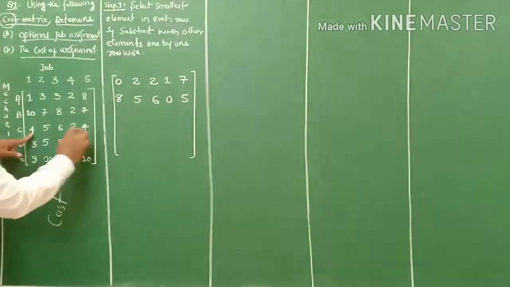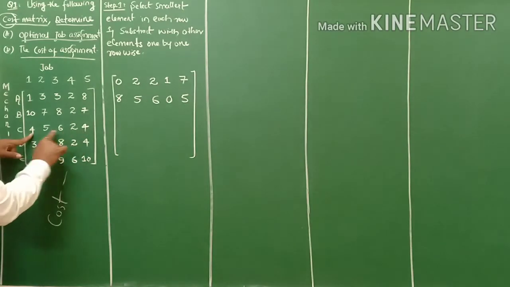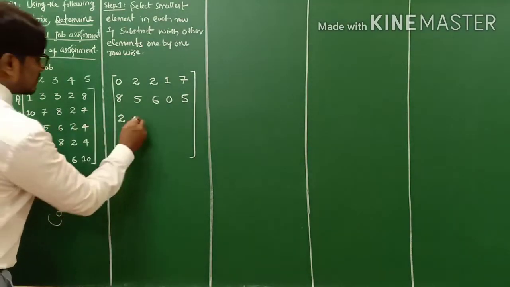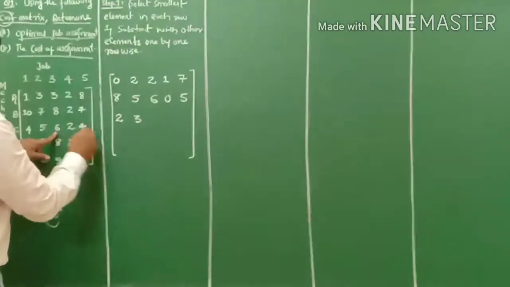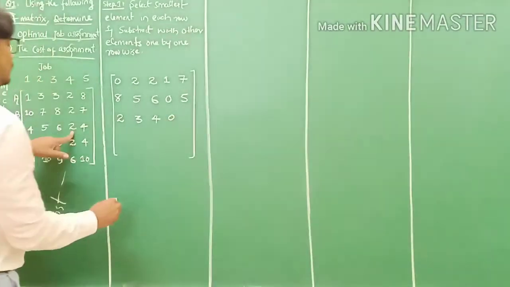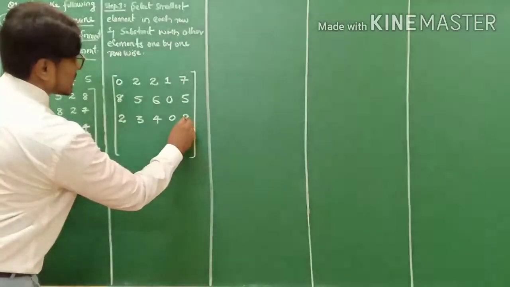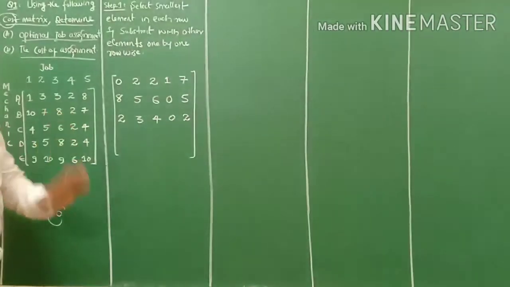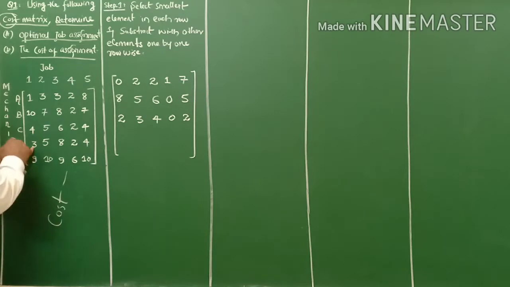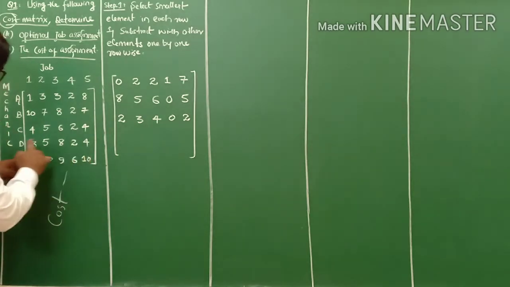So likewise, in the next row, the smallest element is 2, my friends. So 4 minus 2, 2. 5 minus 2, 3. 6 minus 2, 4. 2 minus 2, 0. 4 minus 2, it is 2. 3 rows completed successfully. The next one is row 4.